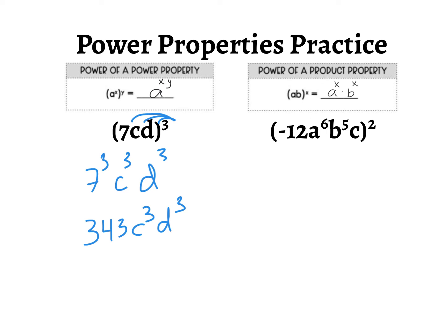On this other term, now I have more terms. I have 1, 2, 3, 4 total terms being raised to the second power. So I have negative 12 squared, a to the 6th squared, b to the 5th squared, and c squared. And I'm going to write those sort of separately. Okay, I have negative 12 to the second power.